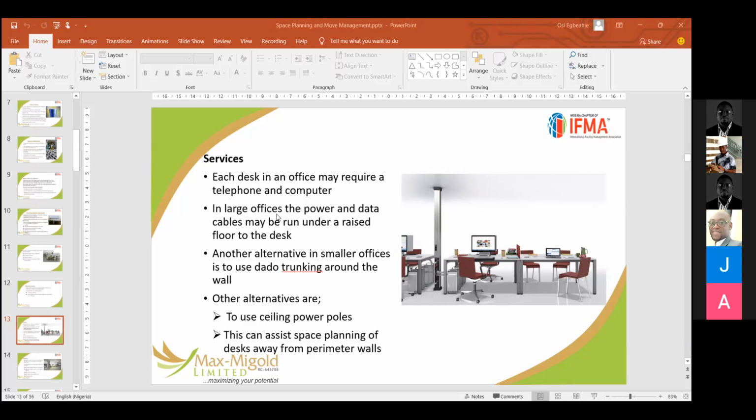For large offices, they could use power poles, with data cable maybe run under their desks. Another alternative in smaller offices is the use of digital trunking around the walls. Sometimes other alternatives are to use ceiling power poles. These assist in enabling power to get to the different desks. If you look at this picture on the side, it's power poles where you can just run your power from on top of the ceiling down to the different legs for everybody to connect as required.